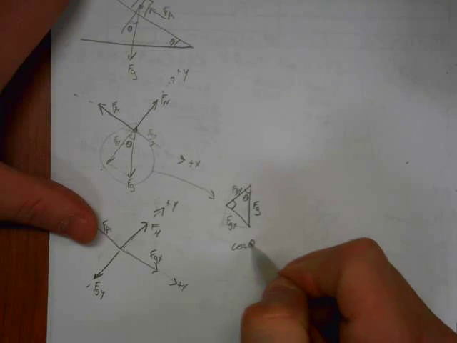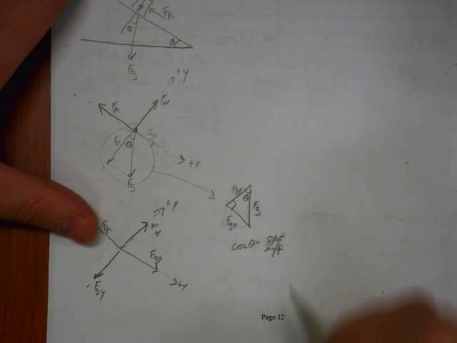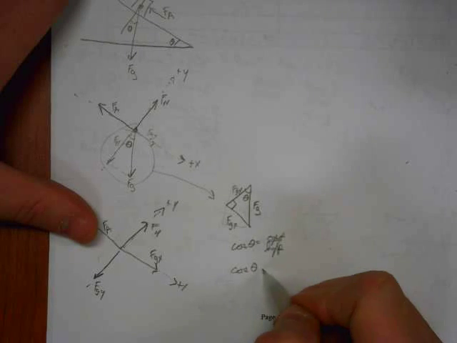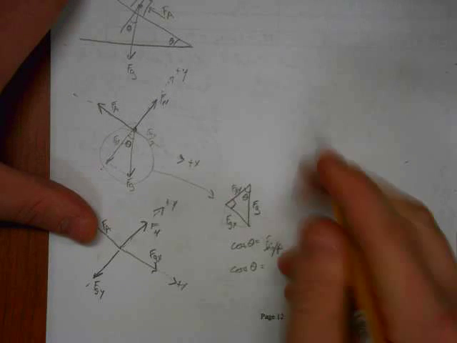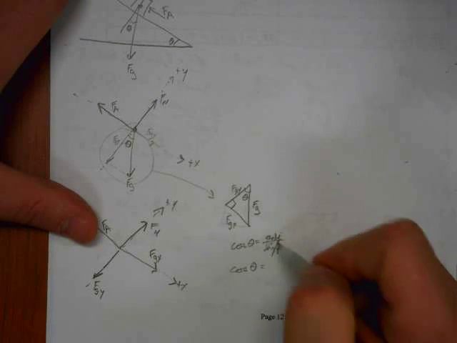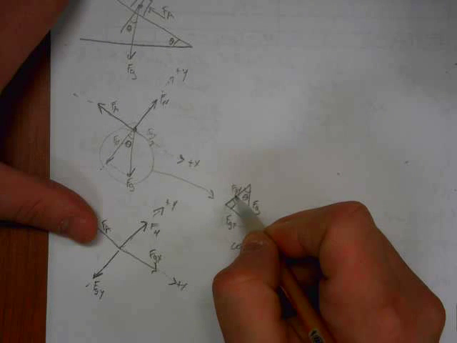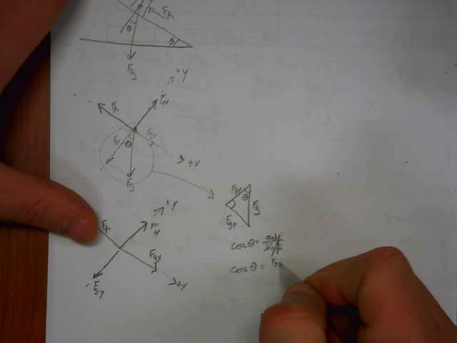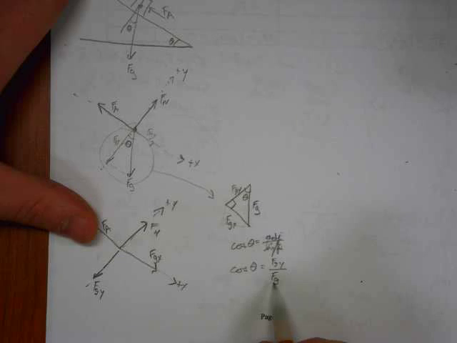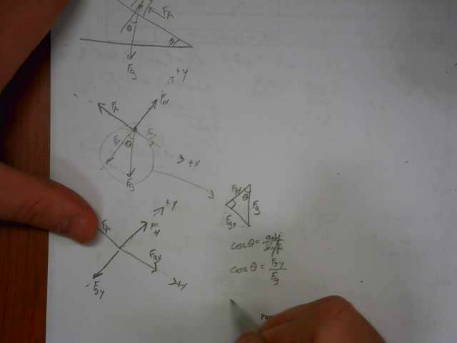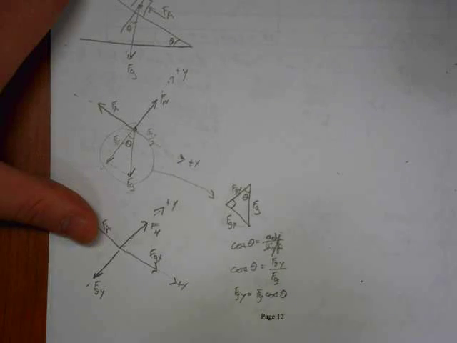Remember, cosine of theta equals adjacent over hypotenuse. So cosine of theta is equal to the adjacent leg of the triangle next to the angle, which is FGY, over the hypotenuse, which is just FG, the total vector, the vector we started with, the weight. So FGY is just equal to FG cosine of theta.